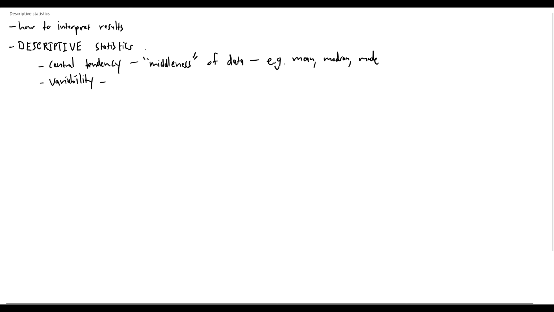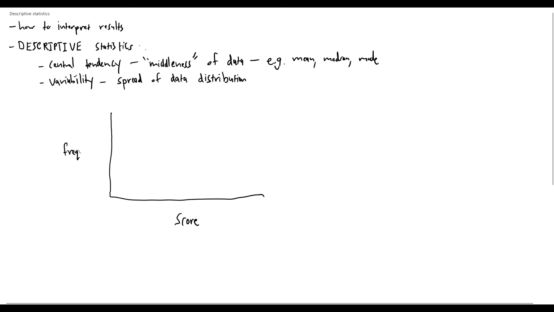We also need to know the variability of the data. This is the width or the spread of the data distribution. In other words, if we're using means, how are scores dispersed around the mean? So here, if we show some sample data, we have test score on the x-axis and frequency of the score on the y-axis. We have two different distributions.